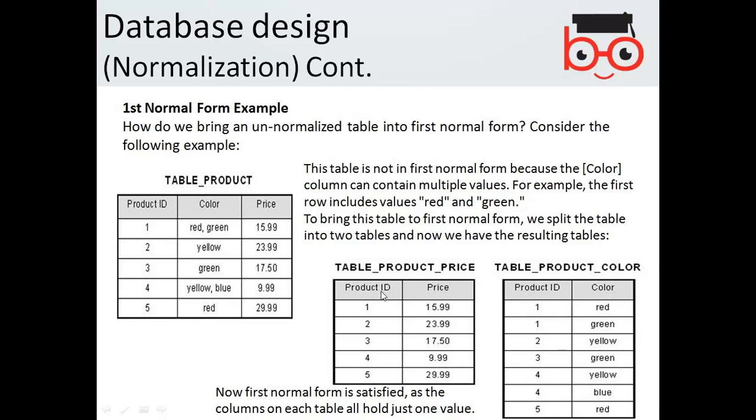So you can create another table, like product ID 1 has a price 15.99. Product ID 2 has a price 23.99, and similarly you can select the colors on either side. So this is basically the first normal form.